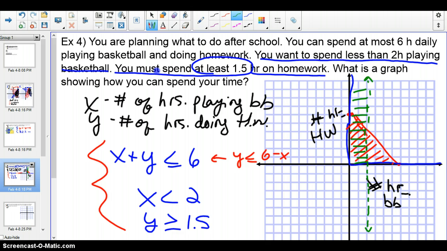My last inequality is y is more than or equal to 1.5. So I'm going to draw a line here at 1.5. And y should be everything more than that, which you can see really clearly now what the solution area is. I'm just going to draw it in black here. Okay. So the goal is to break this down into inequalities and graph each one separately, figure out their solution by figuring out where their shading overlaps.